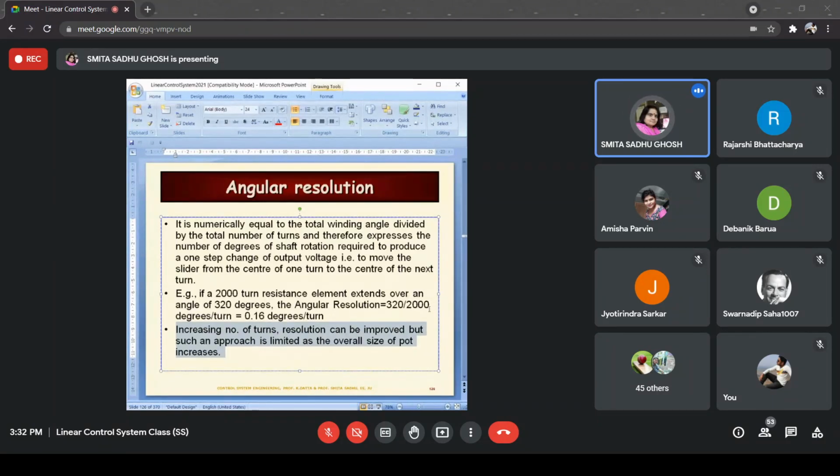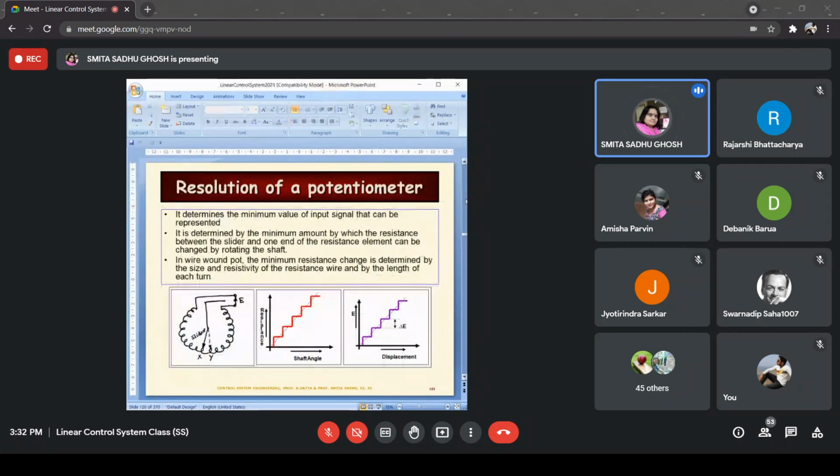So how can we increase the number of turns? There are, of course, some ways by which the number of turns can be increased. Let me just show you. This diagram I think would be sufficient. This is a diagram I usually draw on the board and show. Now let us say, from here to there, the total angular span is 320 degrees, like the numerical example that we saw.